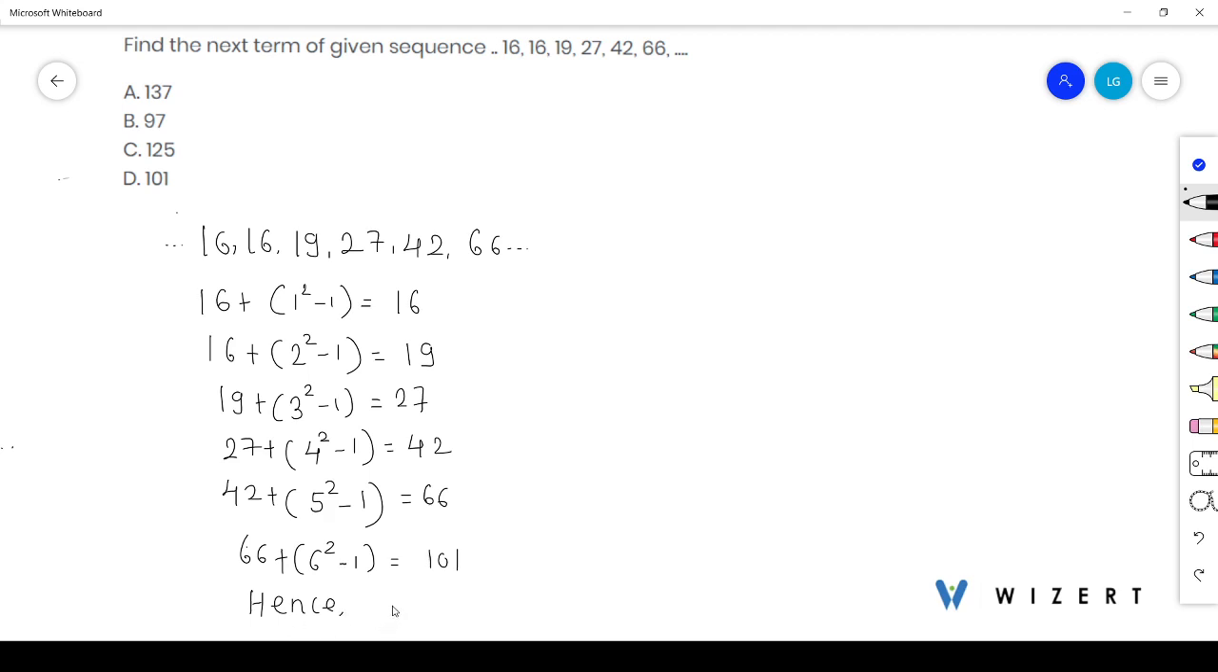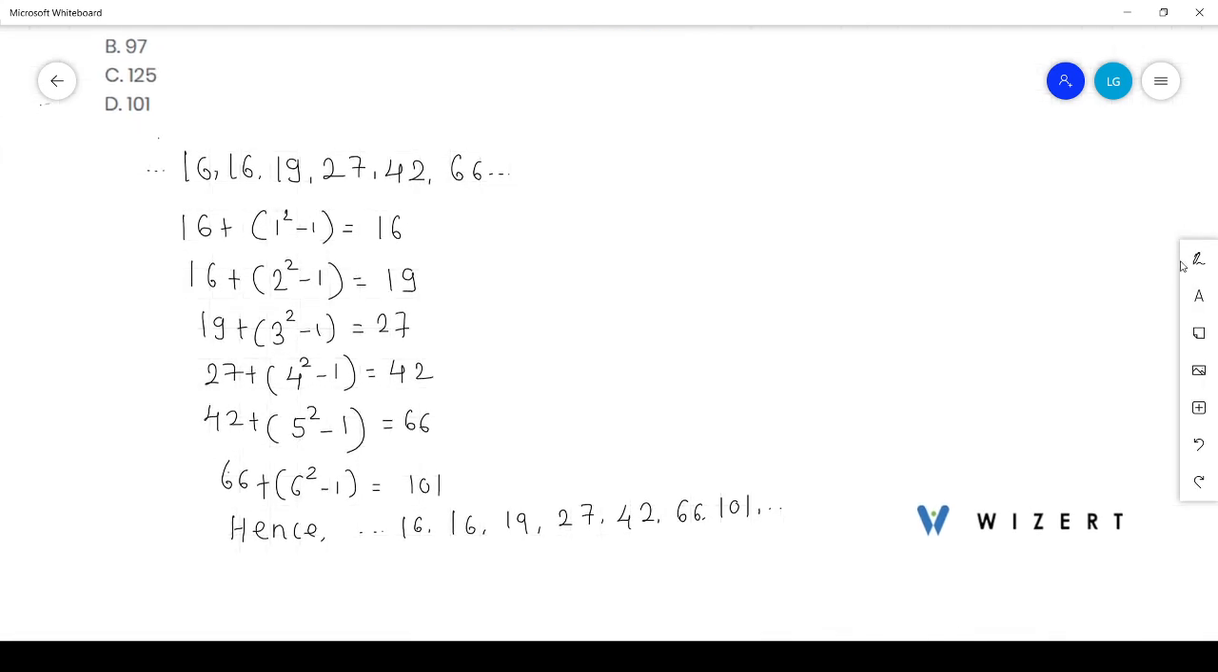Hence, in the sequence 16, 16, 19, 27, 42, 66, the next term will be 101. So, our correct option will be option D.